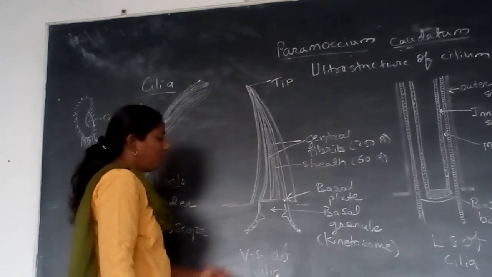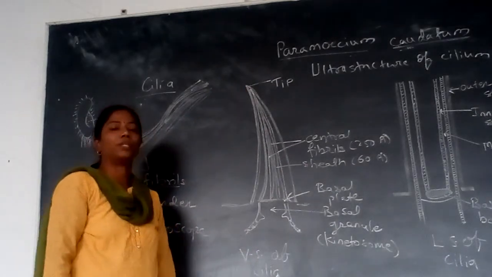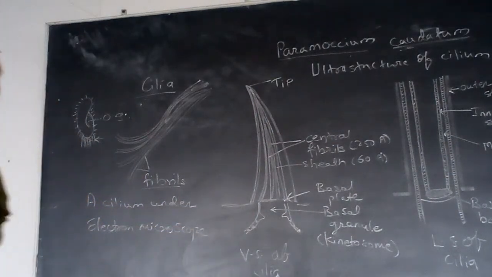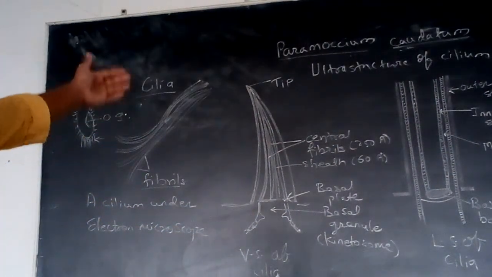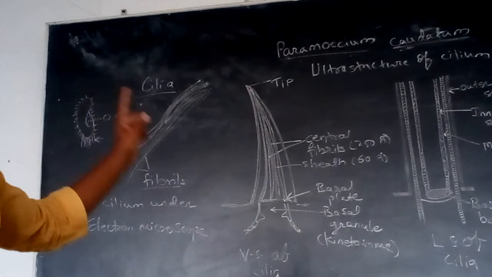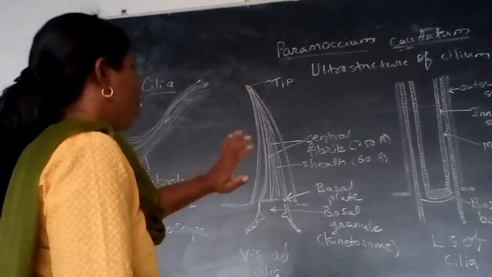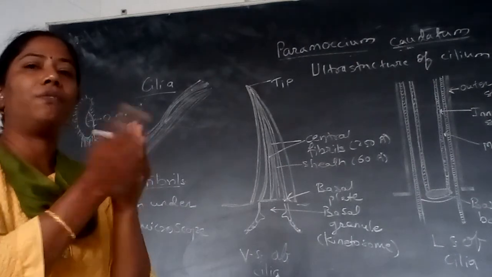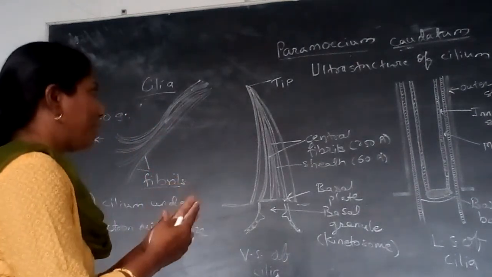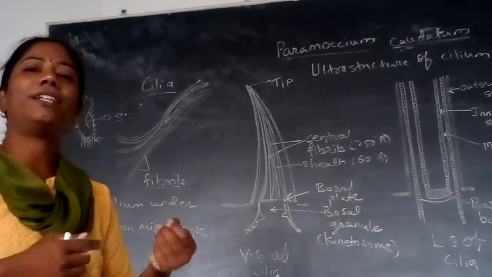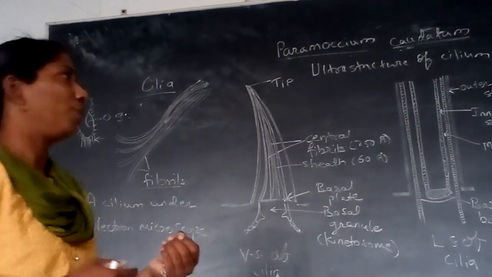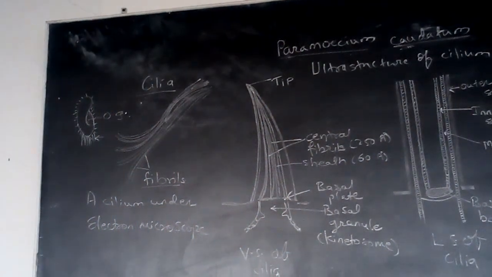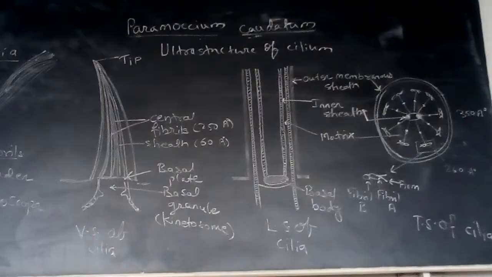So this is the vertical section of the cilium. Here, if you observe the structure of the cilium, you are able to observe the central fibrils, which have a diameter of 250 angstrom. And the outermost sheath is there, which covers the central fibrils. The thickness of that sheath is 60 angstrom. Now how it looks, we will observe in another diagram.